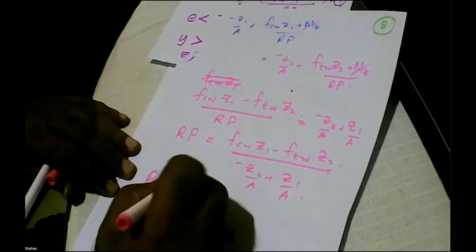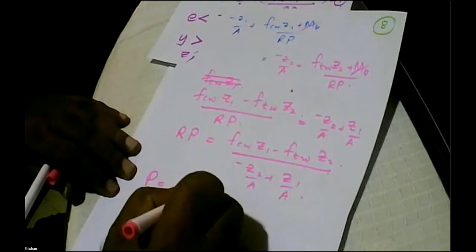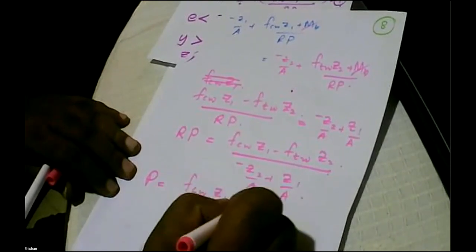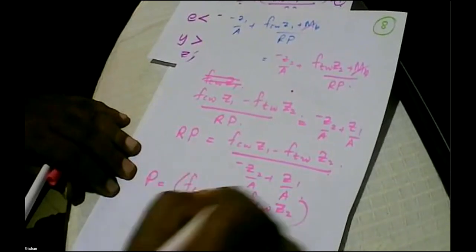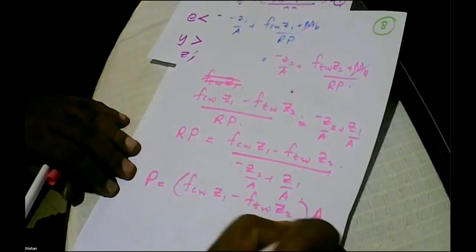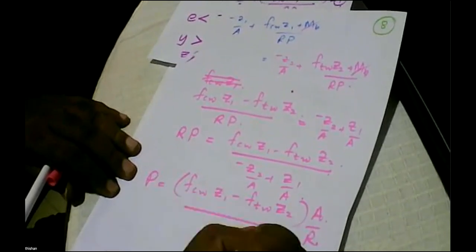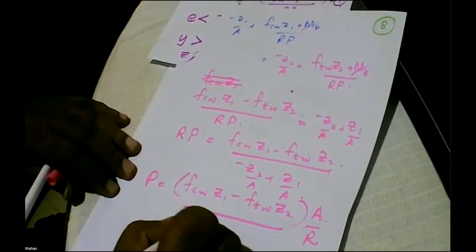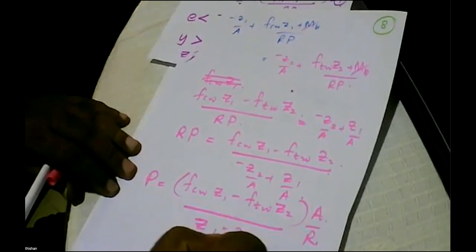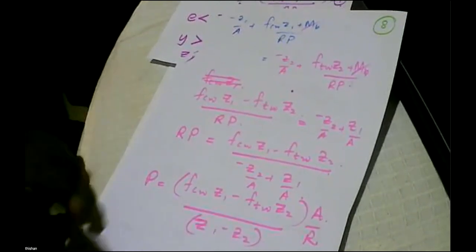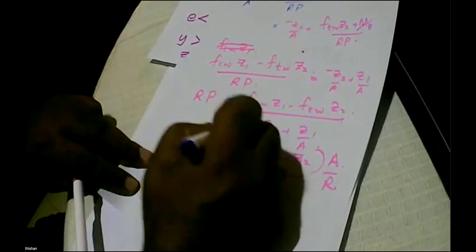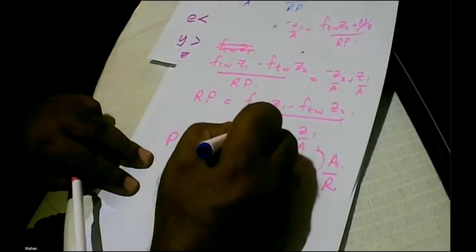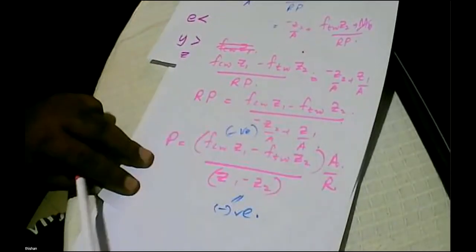FCW Z1 minus FTW Z2, multiplied by A divided by R, you get minus Z1 minus Z2. So this is negative. These negatives, these also negative. So that means you get a positive answer.